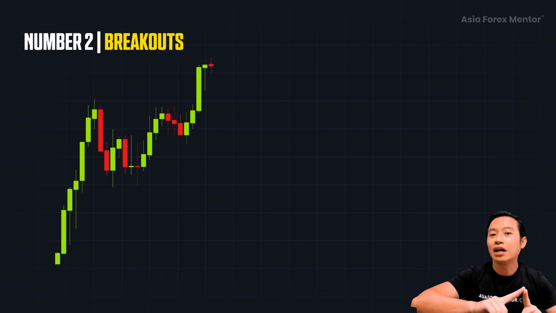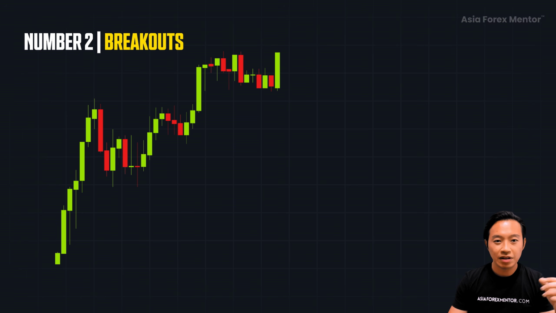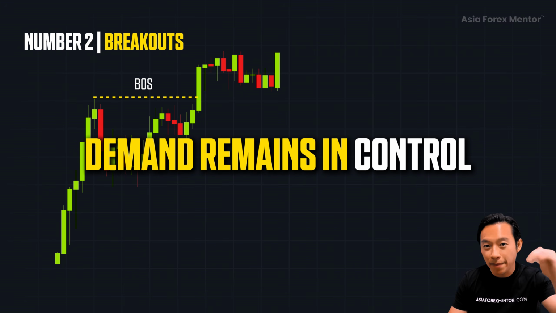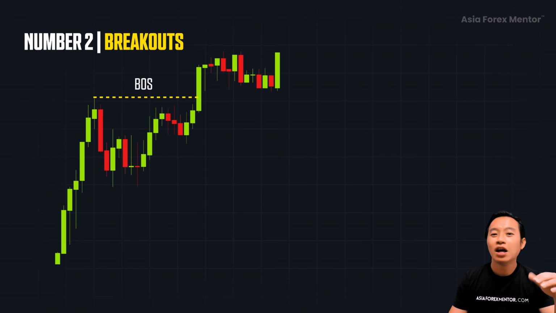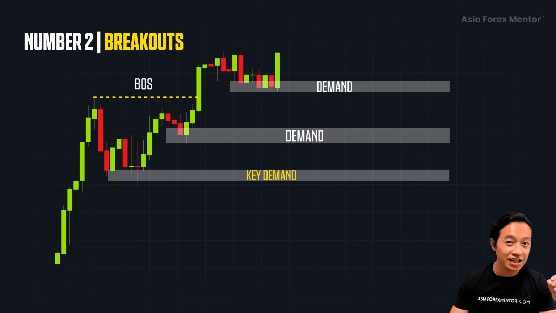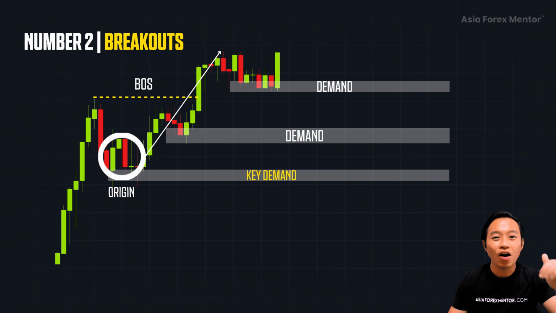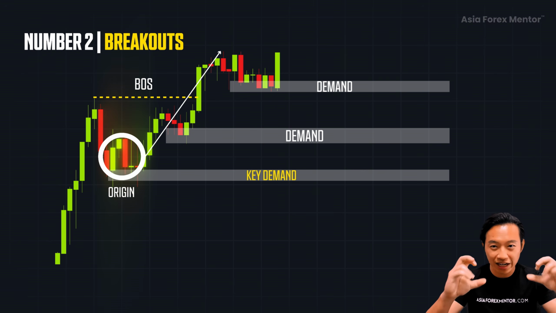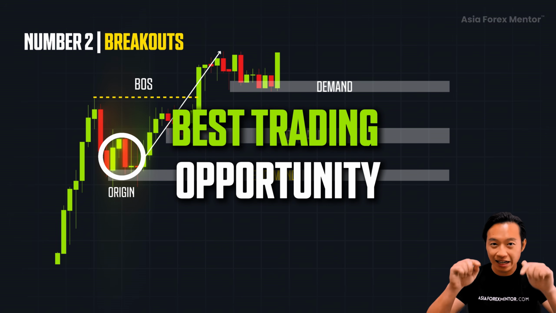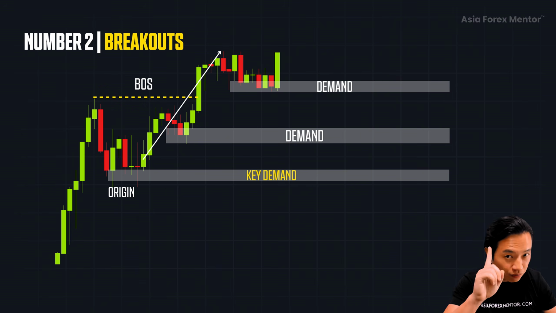Here, we're going to see a moving uptrend itself. This is the latest break of structure, indicating that the demand remains in control. Now, all these demand zones are seen as potential opportunities. But here's an important point. The origin of this bullish price movement is the crucial area, because this offers the best trading opportunities at that area itself. Point of origin.